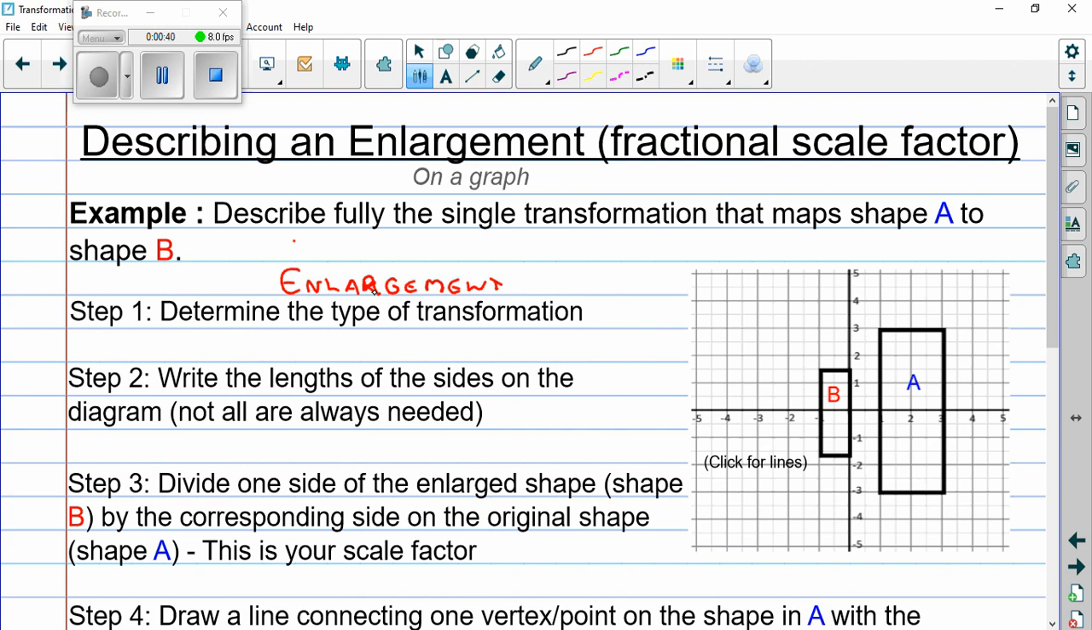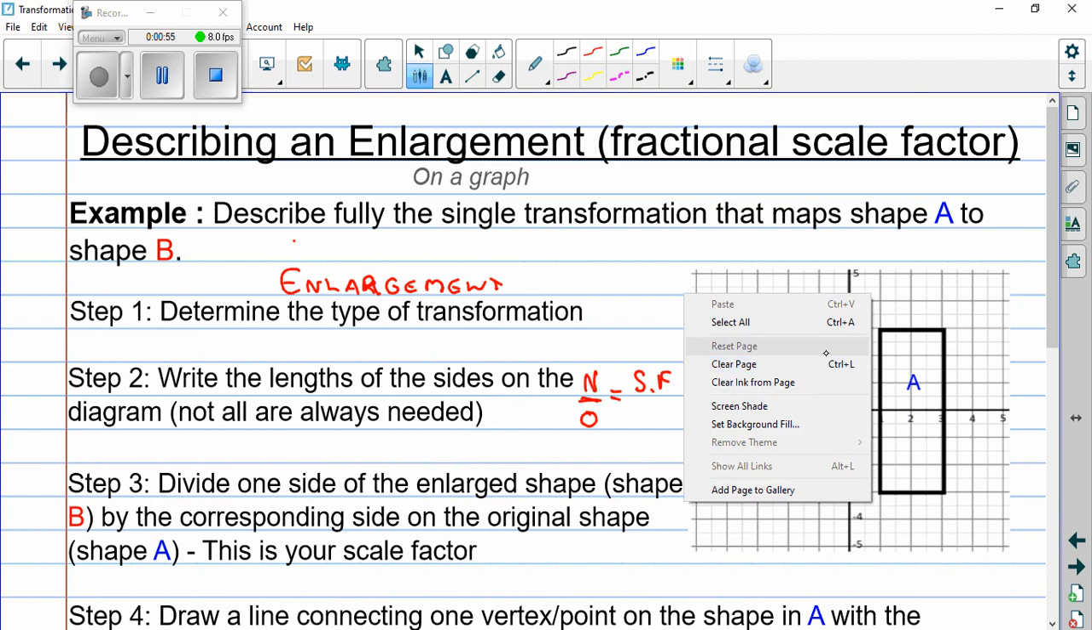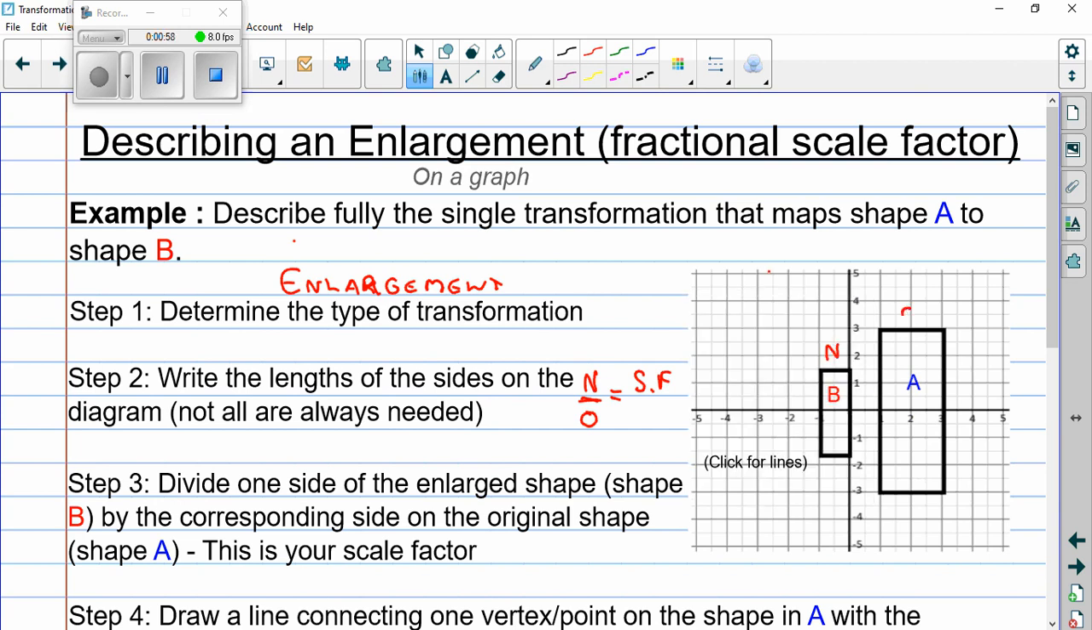Remember, when we're finding scale factors, we want to do our new, what we transform to, over our original, or new over old, as sometimes I say. That'll be our scale factor. Here, our new shape is B and our original is A. So we take a measurement somewhere that correlates. Why not take the bottom this time because it looks nice and easy. Originally we had 2, we now have 1, so we have 1/2.